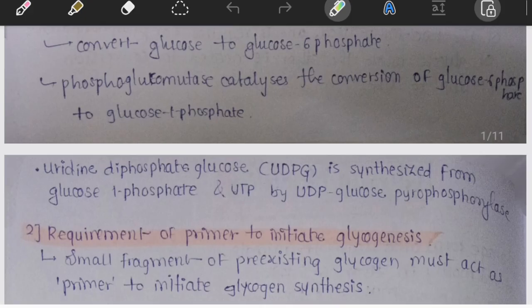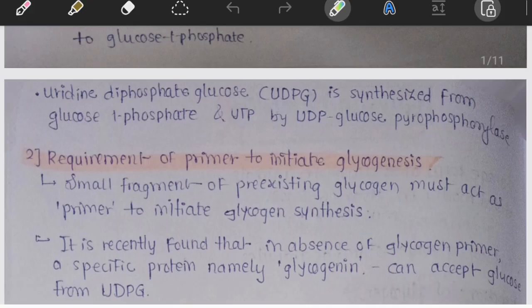Now comes the favorite university question: glucose 1 phosphate combines with UTP and forms UDP glucose using the enzyme UDP glucose pyrophosphorylase. And don't think of UDP as energy, think of it as a carrier that delivers activated glucose to the growing glycogen chain.